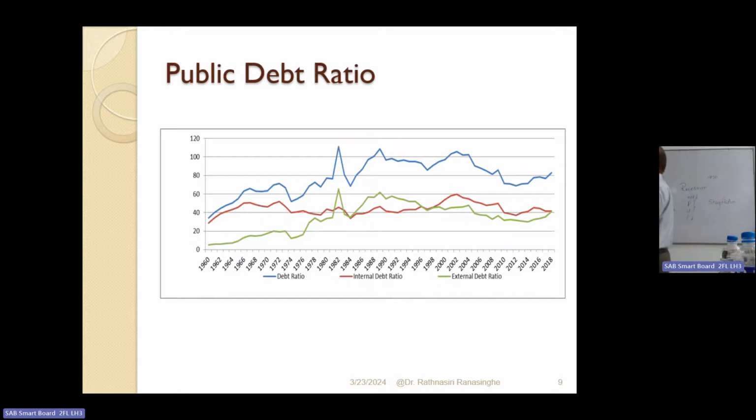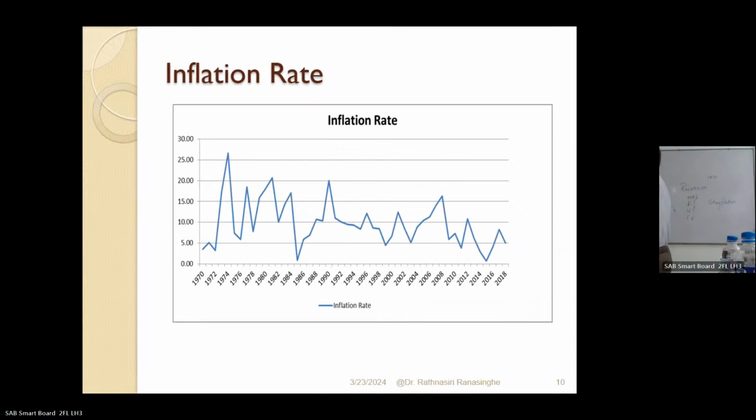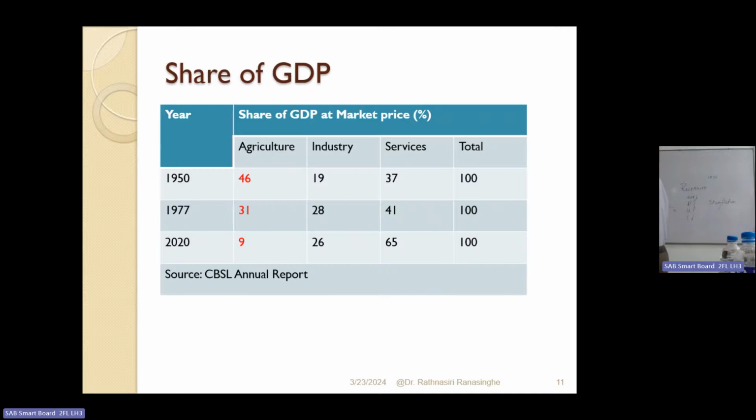Over time, in inflation, we see fluctuations. Especially compared with the period after the liberalization of 1970, we see inflation pressure in most of the years. So that's why we need to stabilize it. Likewise, the other thing is the structure of the economy, which is also very important.